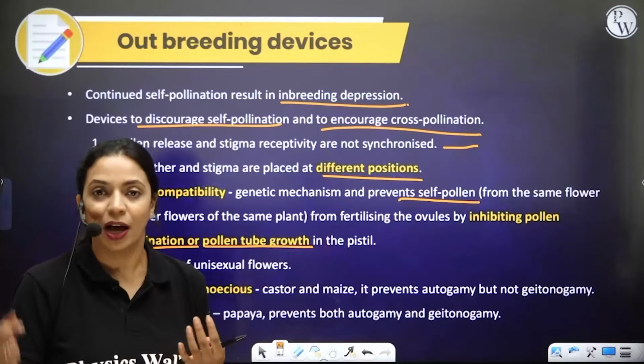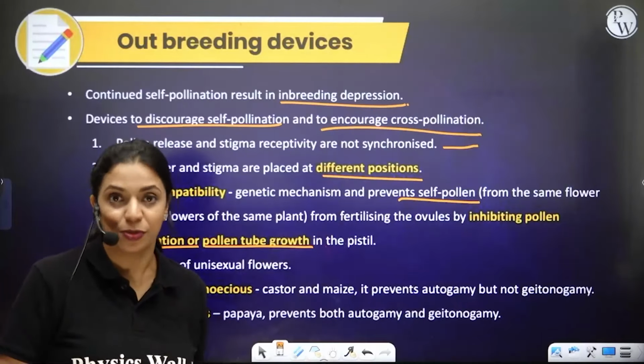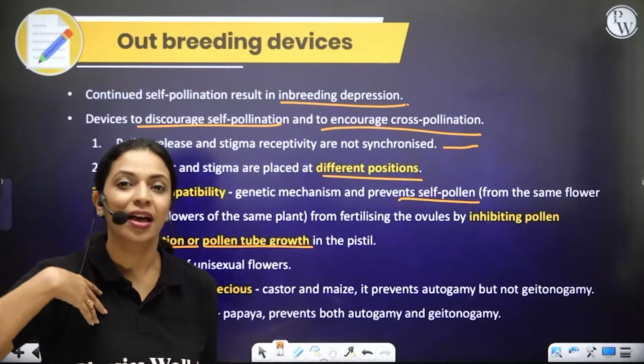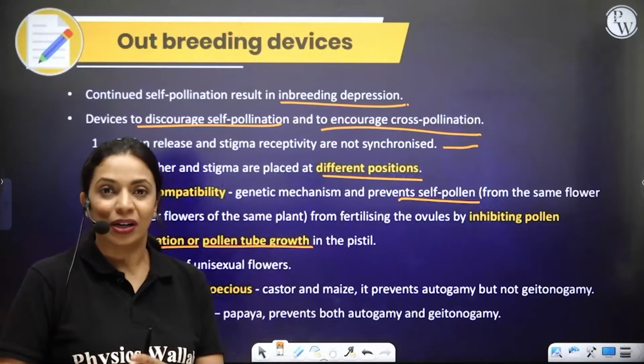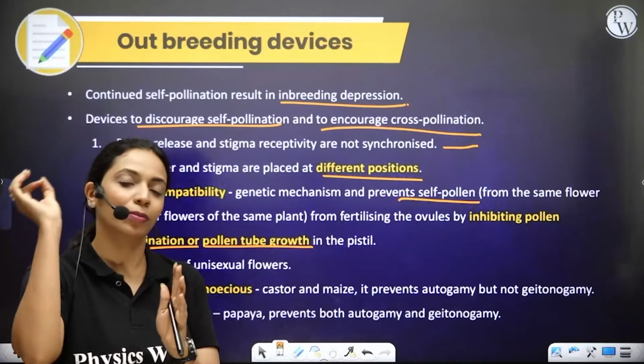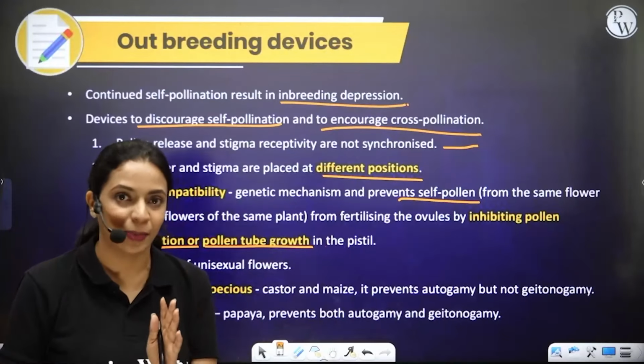Otherwise, you can imagine how in nature there are so many different species of plants. All of them are producing pollen grains, releasing them out in the environment. It is not like on the stigma of a hibiscus plant, only pollen grain from a hibiscus plant will come and fall, right?